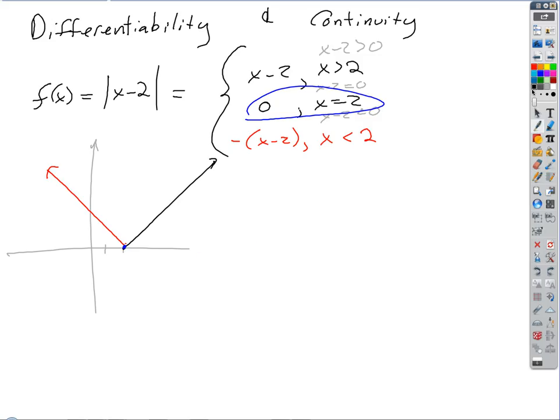And we're going to get f prime of x equals what? So for values of x greater than 2, what's the slope? Well, 1. So it equals 1 whenever x is greater than 2. What's the slope over here? Negative 1 when x is less than 2, right? And what's that mean about the middle?